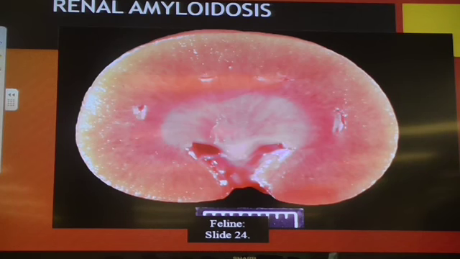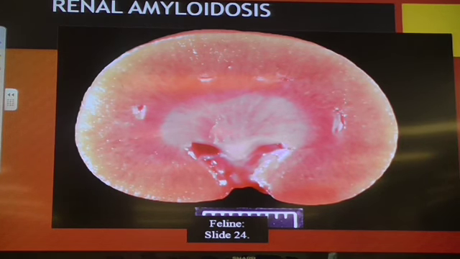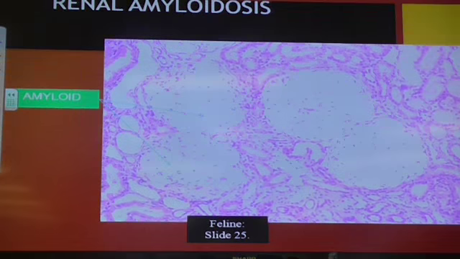Usually kidneys with renal amyloidosis will have a slight pink or salmon color, but as I said yesterday, my salmon may be your coral, because I'll go back to Victor, he said it was coral, I said it's salmon, right? So it all depends on what you think.